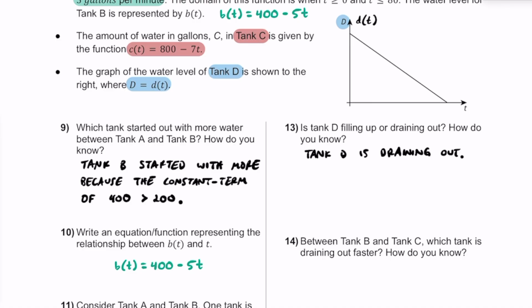We know this because we can see here as T increases, D of T decreases.